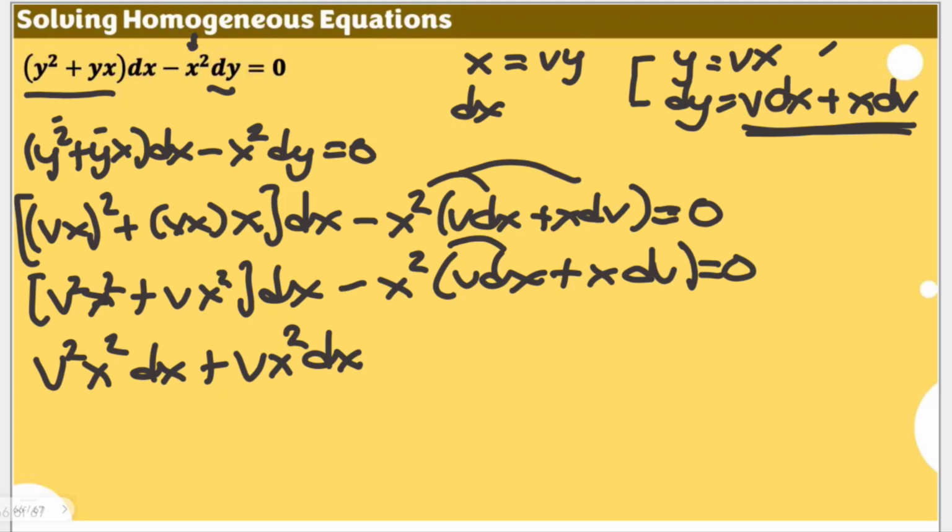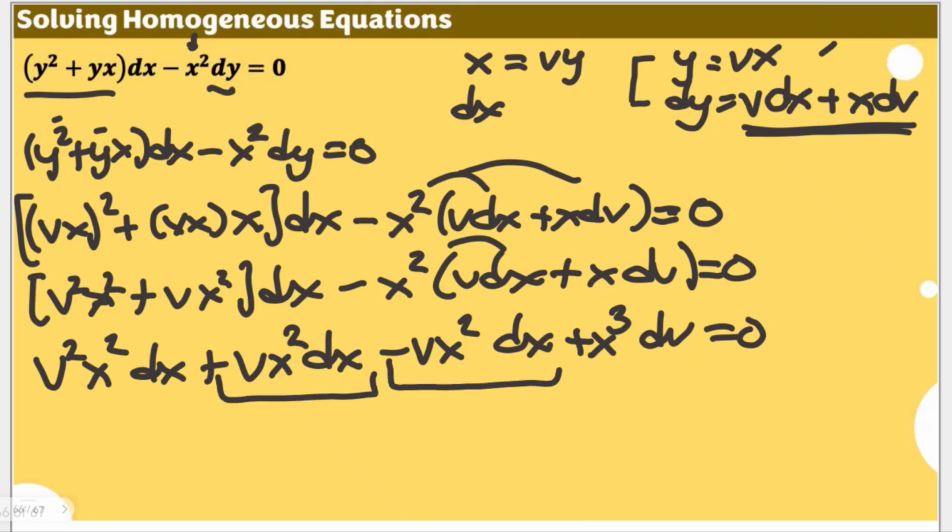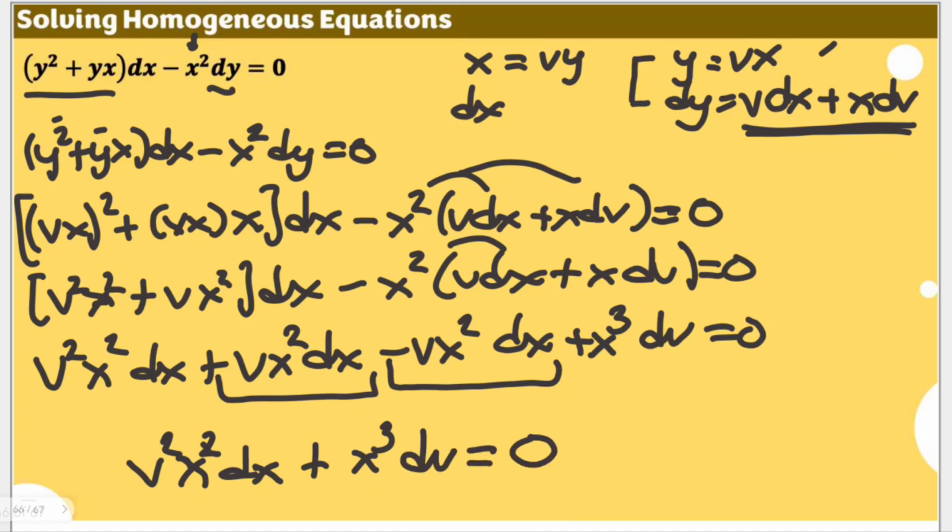Then distributing this, you have minus x squared v dx, or arranging it alphabetically, you could also have minus v x squared dx minus x cubed dv equal to 0. Take note, as we did that, we'll have these two expressions which can be cancelled out. Hence, our final form after our substitution is v squared x squared dx minus x cubed dv equal to 0. This is just the first form after our substitution.